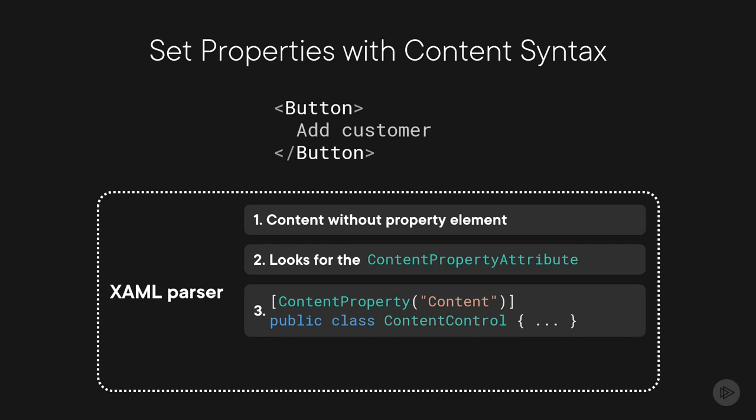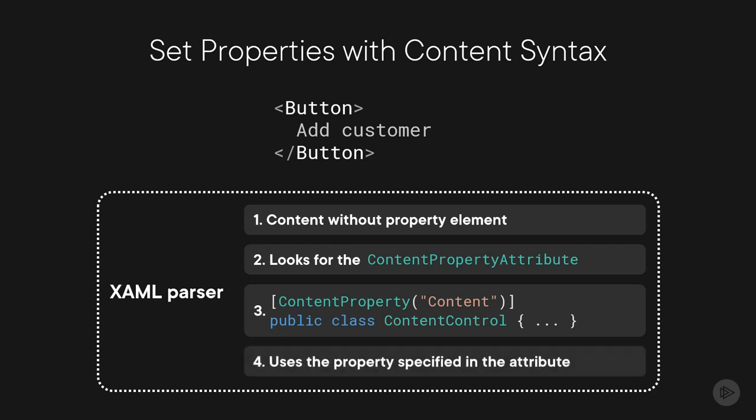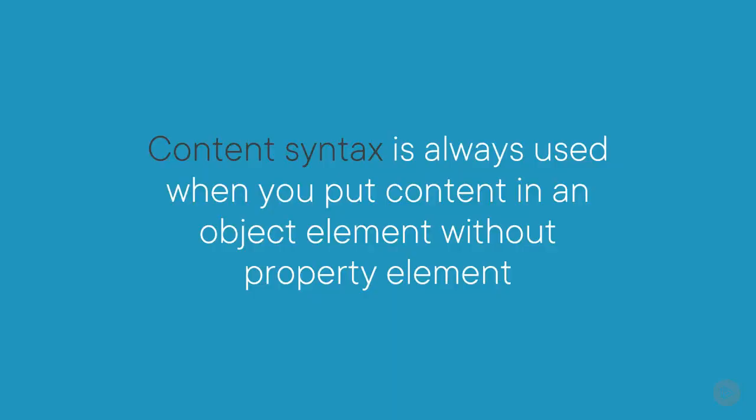As you can see, the ContentProperty attribute specifies the name of the property that the XAML parser should use, which is in this case the Content property. In the last step, the XAML parser uses the property specified in the ContentProperty attribute and assigns the value. That means in the case of the button, it assigns the value @customer to the button's Content property. So this is how the content syntax works, and it is used quite often in XAML. Actually, content syntax is always used when you put content in an object element without a property element.